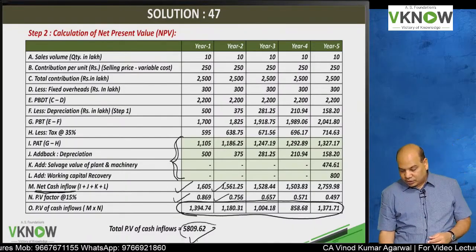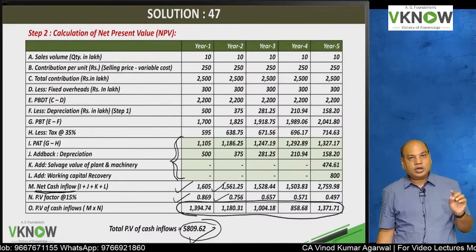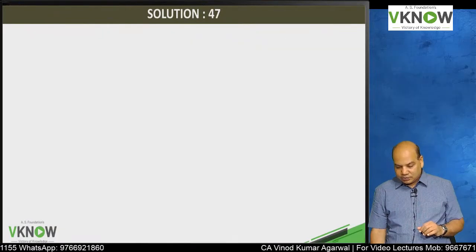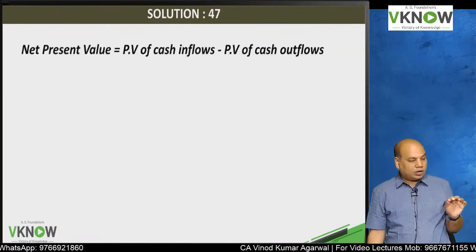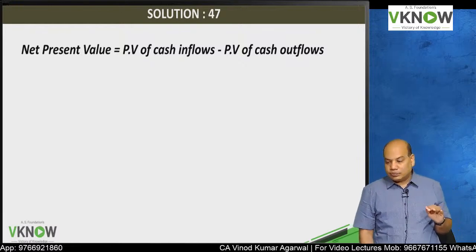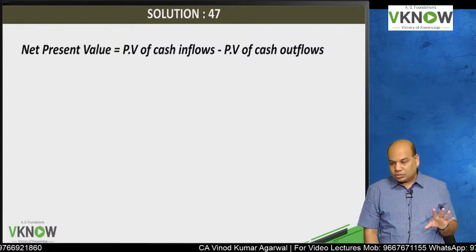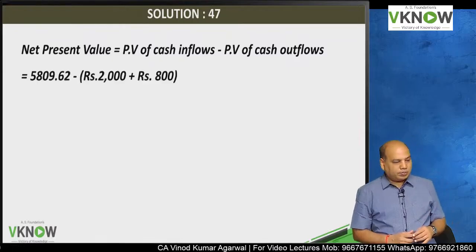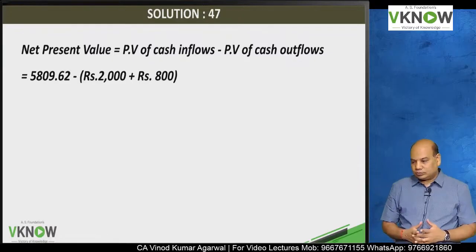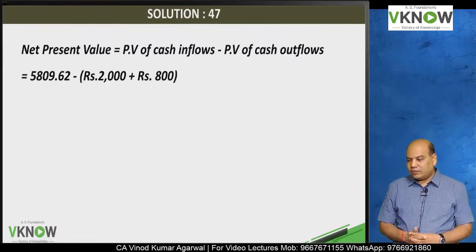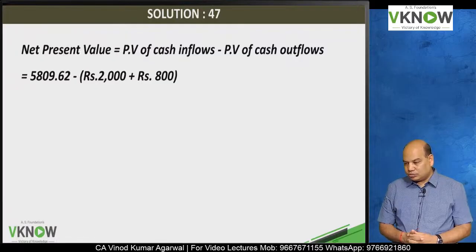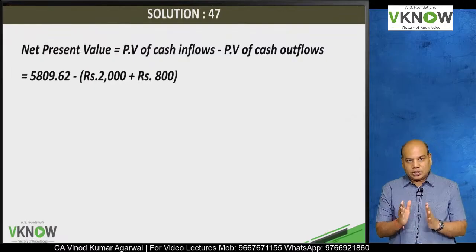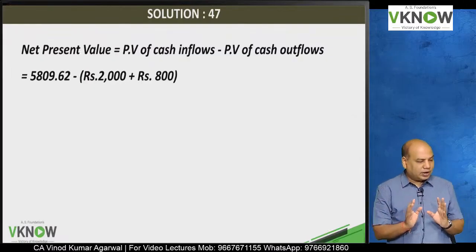So this is PV of cash inflow. I have to deduct initial investment in plant and machinery and working capital. So write down below NPV equal to PV of cash inflow minus PV of cash outflow. PV of cash inflow is 5809.62 and outflow is plant and machinery 2000, working capital 800, 2800.